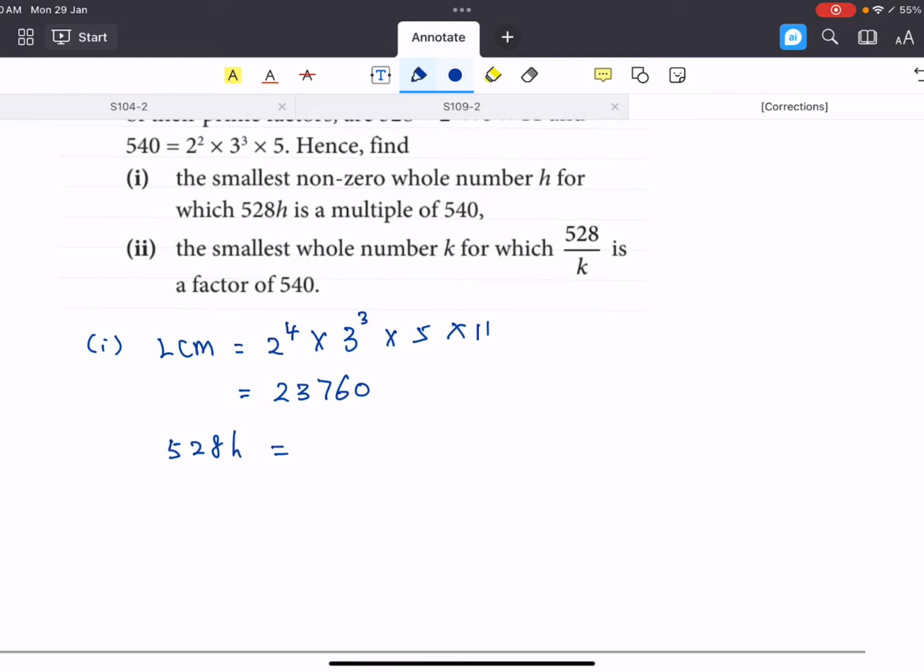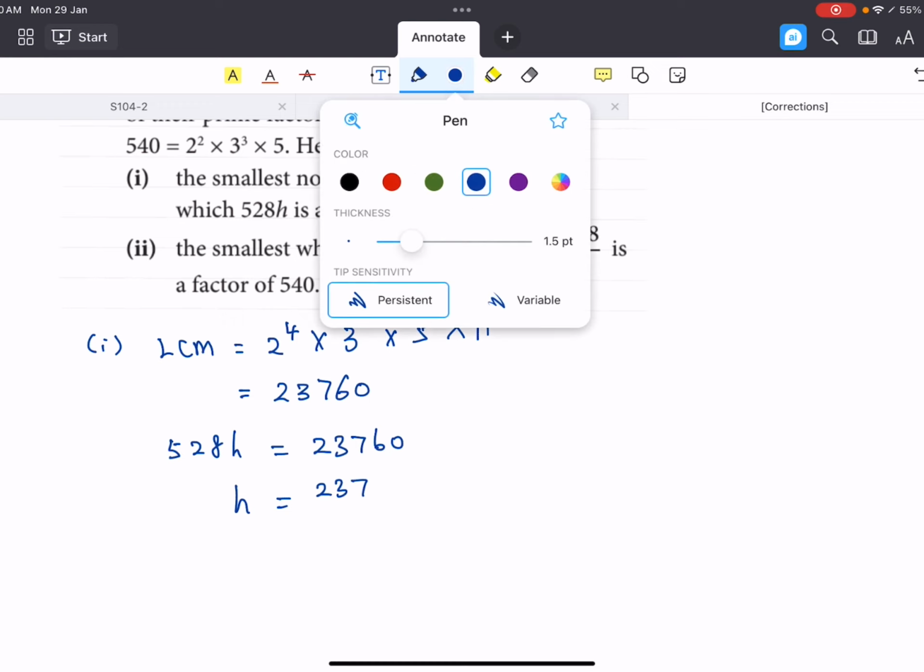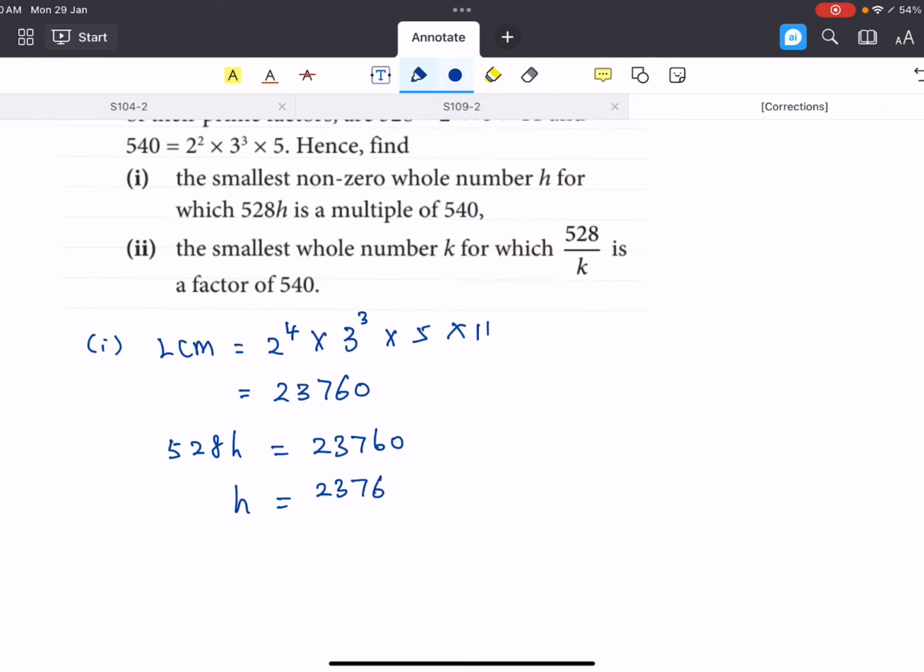So that means that 528H is equal to 23760. So H is 23760 over 528. So divide by 528. That gives us H equals 45.